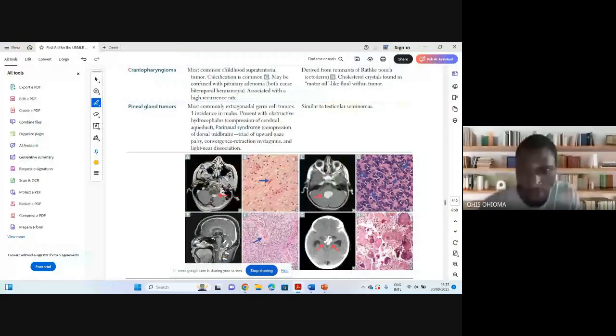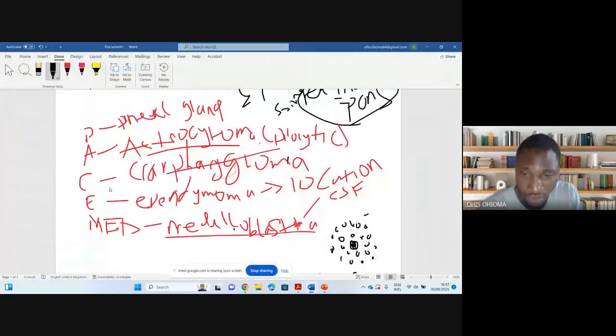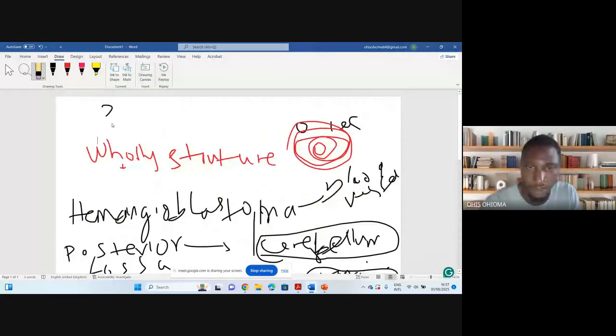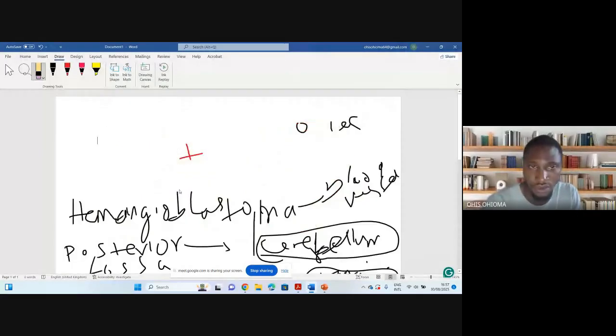Okay, so the next one we're going to talk about, I don't know if you guys know this one. This one is much more common. So let's talk about it. The craniopharyngioma, a very common tumor. I call the craniopharyngioma the C tumor. Let me explain what I mean. So it's like the C tumor.